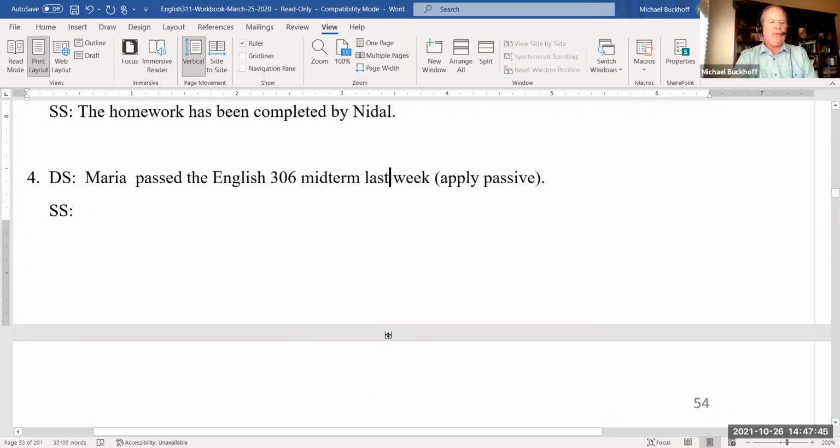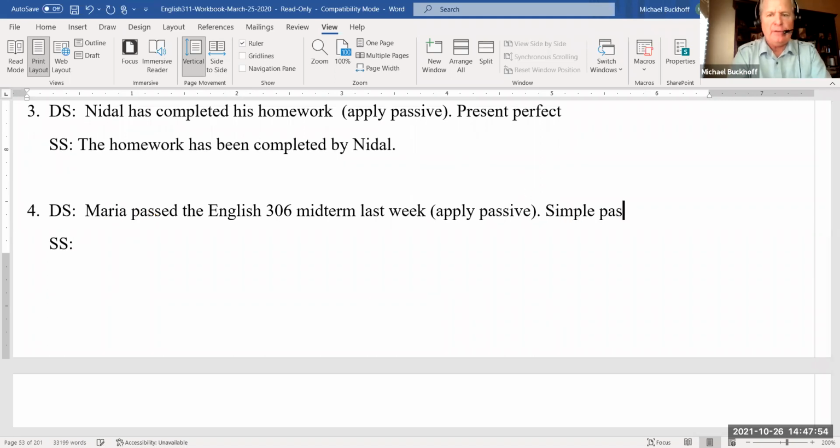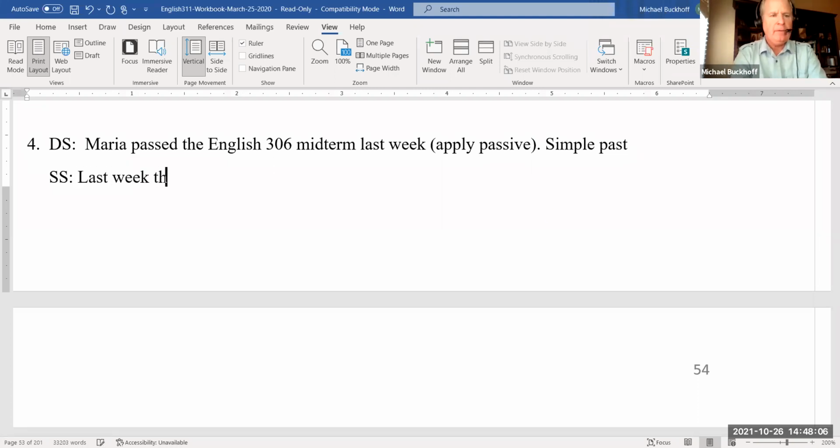Okay, let's take a look at another one. Now, in the original, you have to know what the verb is. The verb is past. And that we're going to say is simple past, right? So when we rewrite it using passive voice, we continue with the simple past verb tense. So last week, the English 306 midterm exam, I think most people can do this. This is where the hard part comes. Now, what do we do?